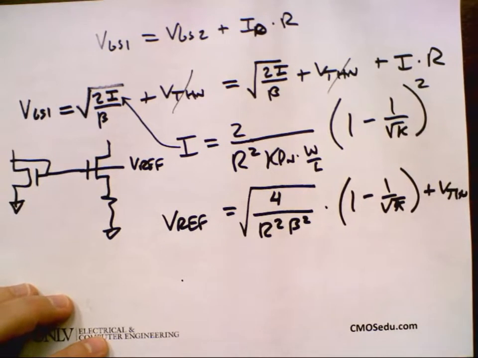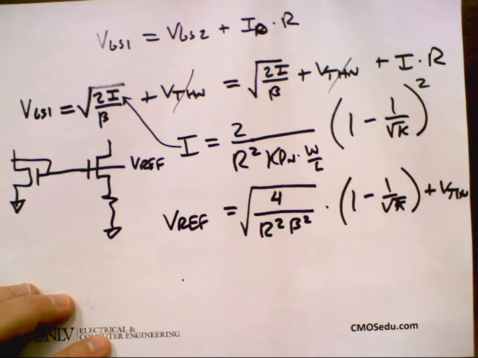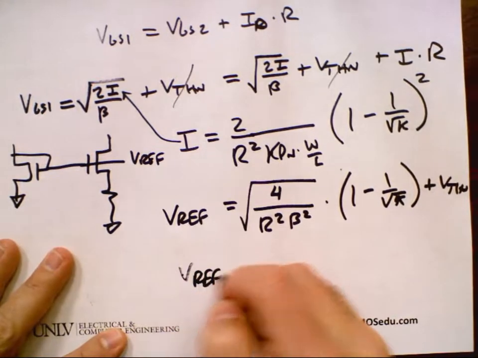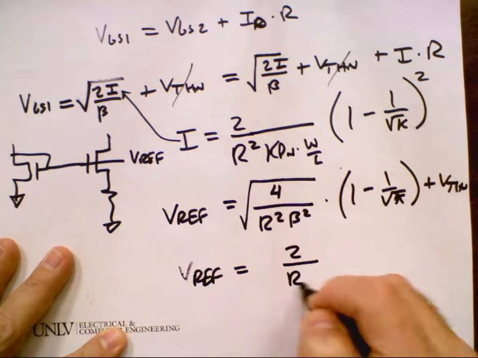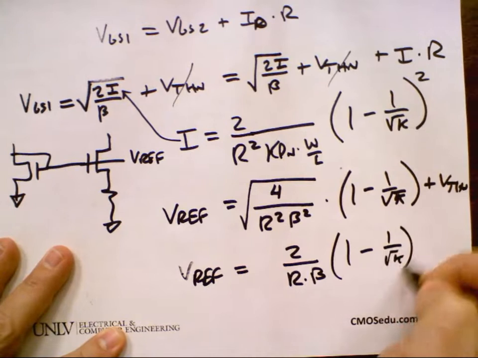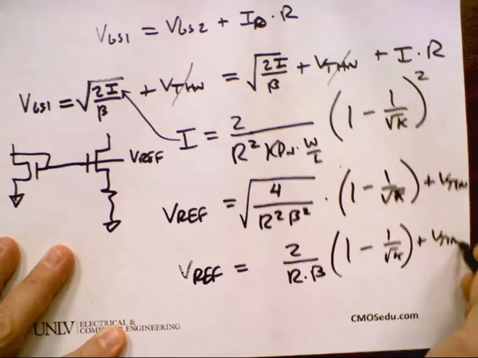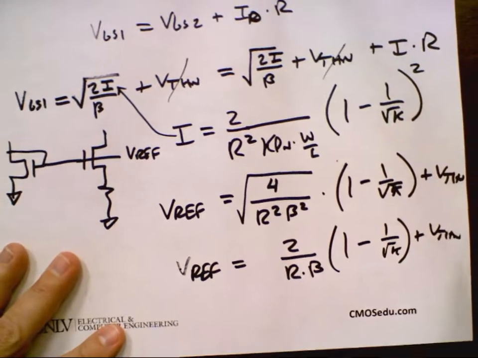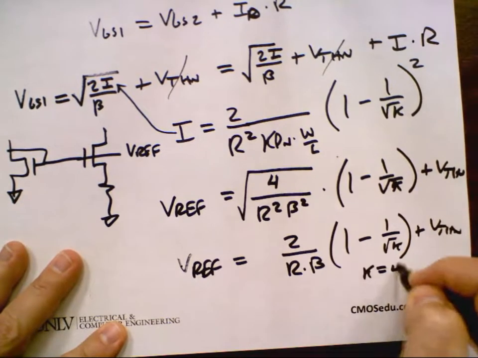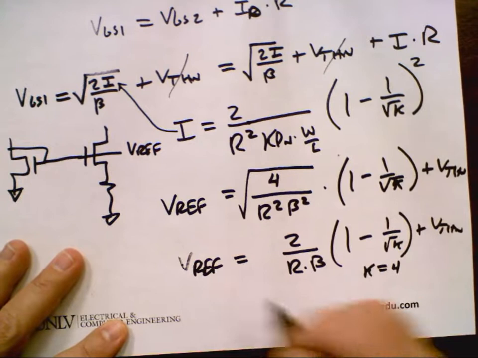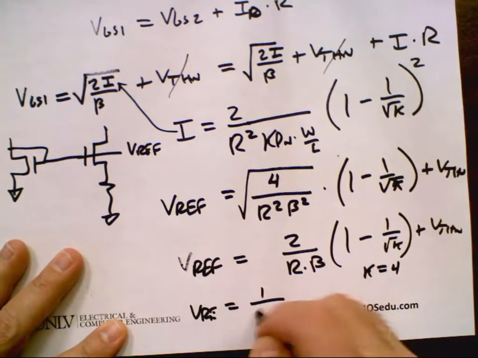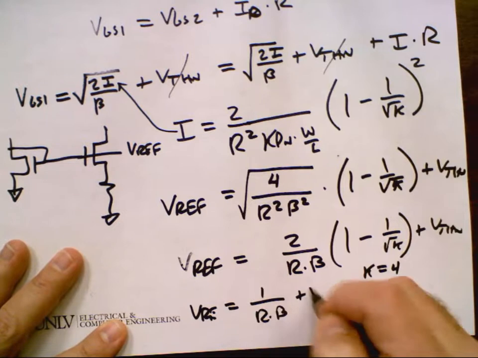Looking good? Or, in other words, V ref is equal to 2 over R times beta times 1 minus 1 over root K, plus V threshold N. Now I'm going to simplify my life and say K is equal to 4. So then I can say that V ref is equal to 1 over R beta plus V threshold N.